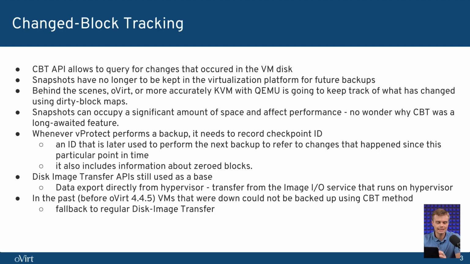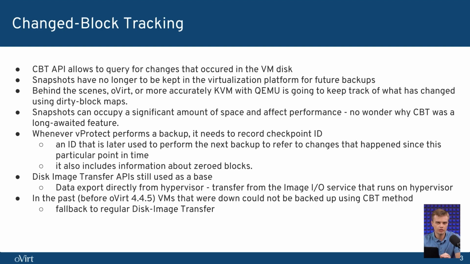Now, snapshots can occupy a significant amount of space, and that also affects performance. So CBT is going to solve your problems related to this. Whenever we create a backup, we need to record this checkpoint ID, similar to CBT in VMware, for instance. Later we use this ID to fetch information about what has changed since the last backup we have. It also includes zeroed blocks, so we will have information that some parts of your disk image have been zeroed out. It's empty space. You no longer need to keep it.